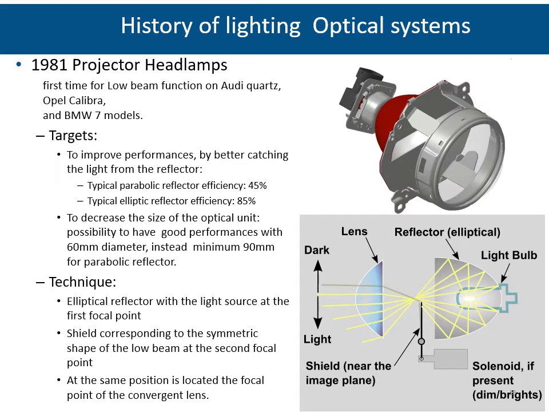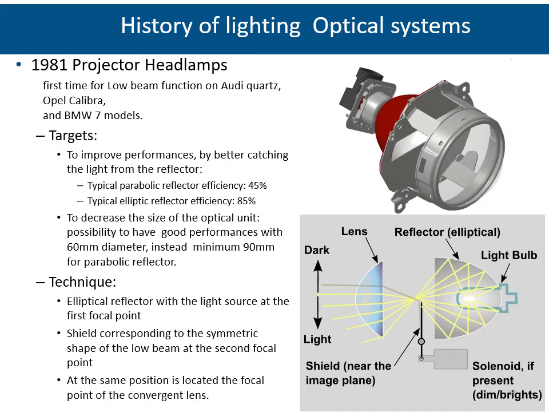In 1981 appeared the projector lamps, also called elliptic systems, for the first time on the Quartz, Opel Calibra or BMW 7 models. The target was to improve performances, thanks to the fact that with elliptic systems we have an efficiency much better than parabola. We are able to catch roughly 85% of the light instead of 45% for parabola.